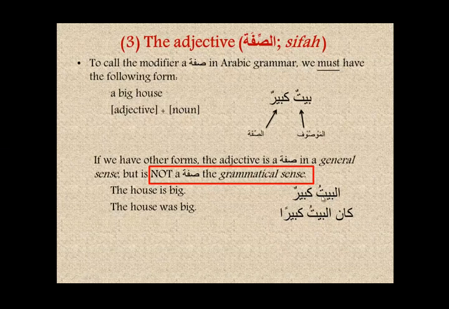Notice how over here we don't have agreement in definiteness, and over here we don't have agreement in definiteness or case ending. And that's because kabirun in these cases carries different grammatical values. So we don't call kabir the sifa. In this case, we actually call it the khabar, and over here it's called the khabar kana, both of which we will discuss later on. But just remember, an adjective is a sifa in Arabic grammar only if you follow this pattern, baytun kabirun.